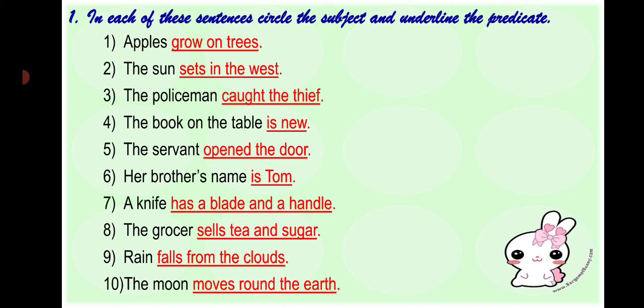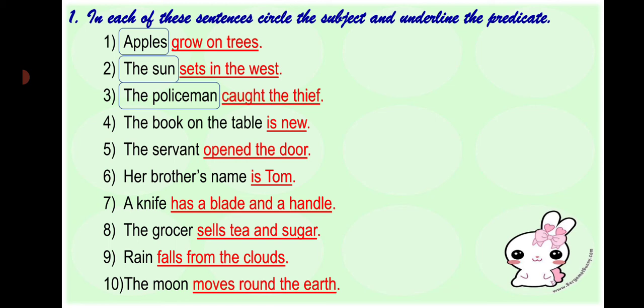Let us move on to exercise 1. In each of these sentences, circle the subject and underline the predicate. Apples grow on trees. Here we speak about apples. What is done by the apple or what is said about the apple? That apples grow on trees. So apple is the subject. Next comes sun. What is said about the sun? That the sun sets in the west. So the sun is the subject. The policeman, what is said about him? That he caught the thief. So the policeman is the subject.